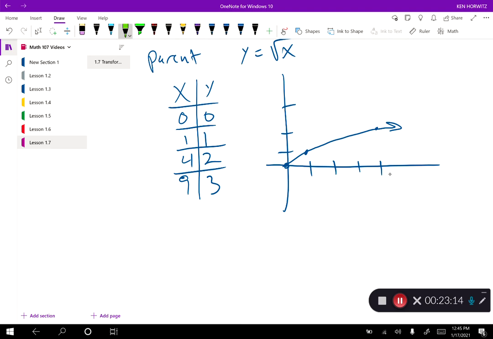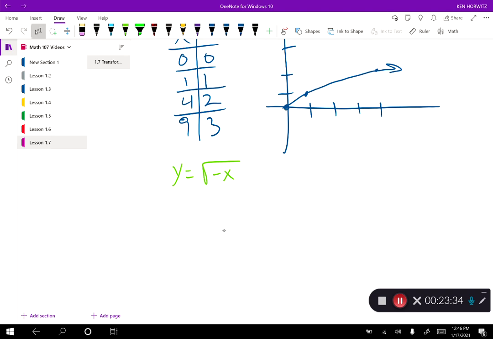Now my new function, which I'll do in green, is going to be y equals the square root of negative x. And what this is going to do is put a negative inside my function. Now you might say, hey, wait a second. We're not allowed to do that. But you are. It all depends on what your domain of x is.